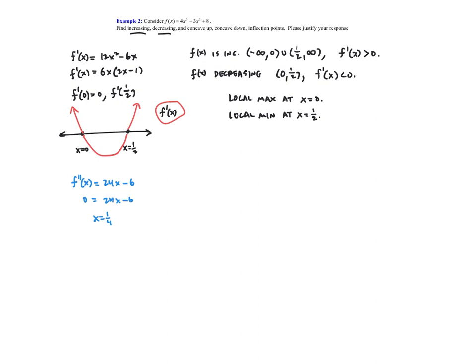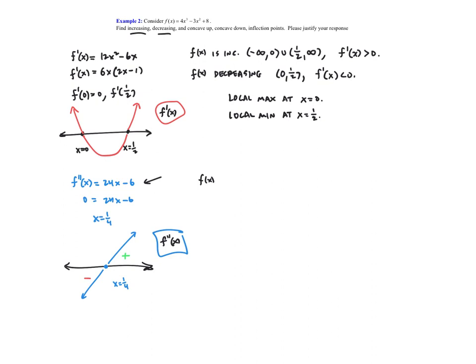Let's sketch a graph of f double prime, of course, which is linear. Let's put a quick sketch here. 24x minus 6. It's going to equal 0 here at x equals 1/4. Now, a line with a positive slope that goes through the x-axis at that point would look like this. Clearly, concave down, concave up. And we'd have a point of inflection there at x equals 1/4.